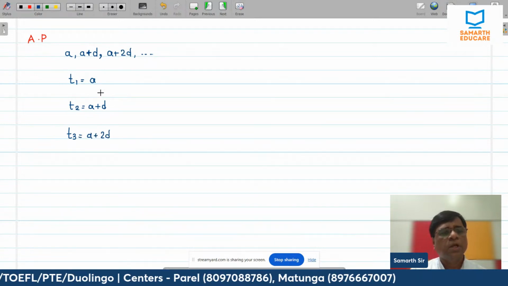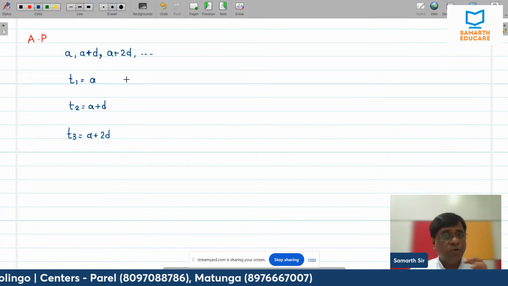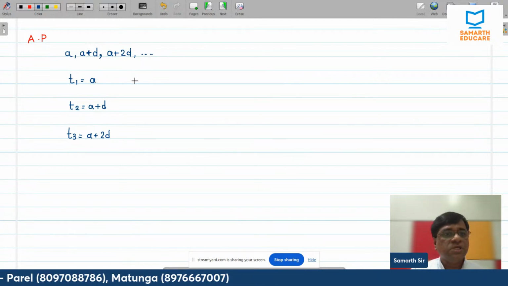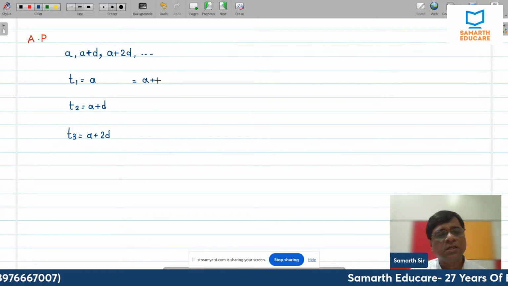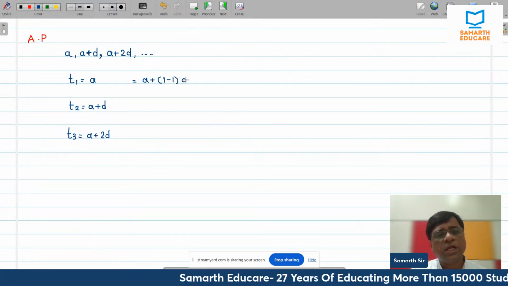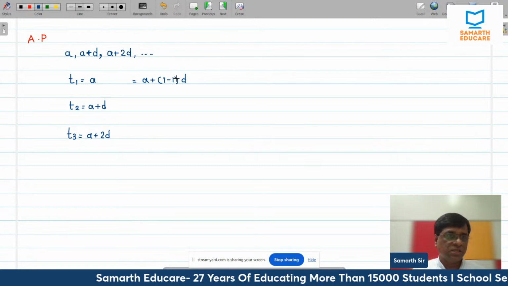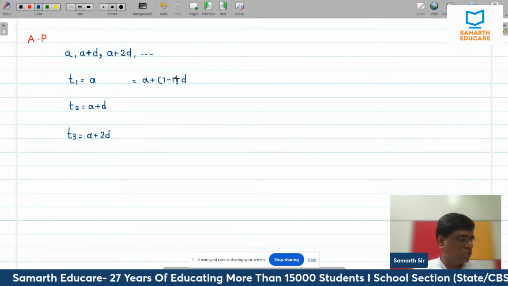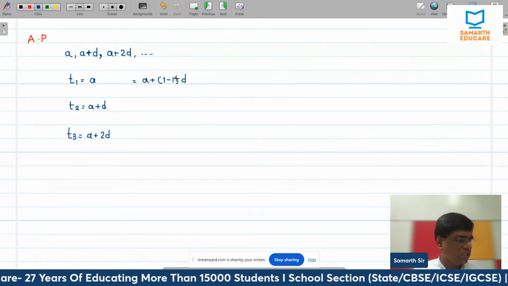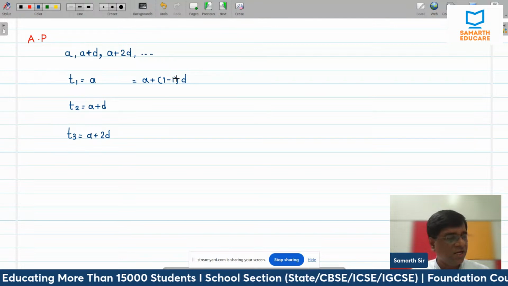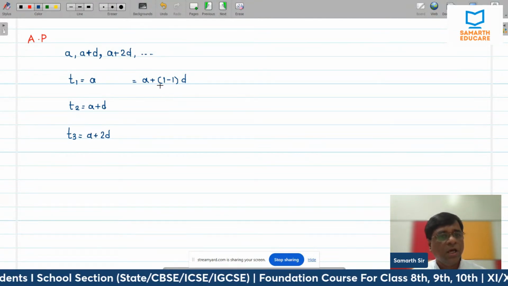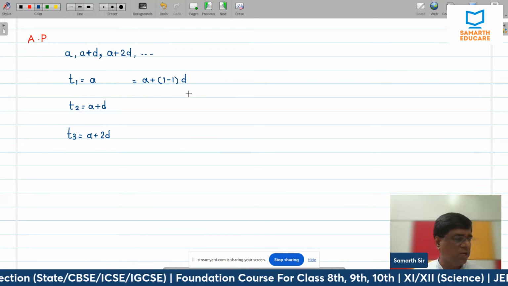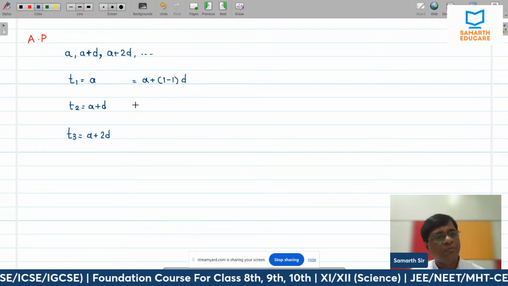Okay, now try to understand this part. The first term is A. Can I write this as A plus 1 minus 1 into D? If I write this, is this wrong or is this okay? The answer is yes, we can write this, because 1 minus 1 is 0, and 0 into D becomes 0. Ultimately the value remains as A.